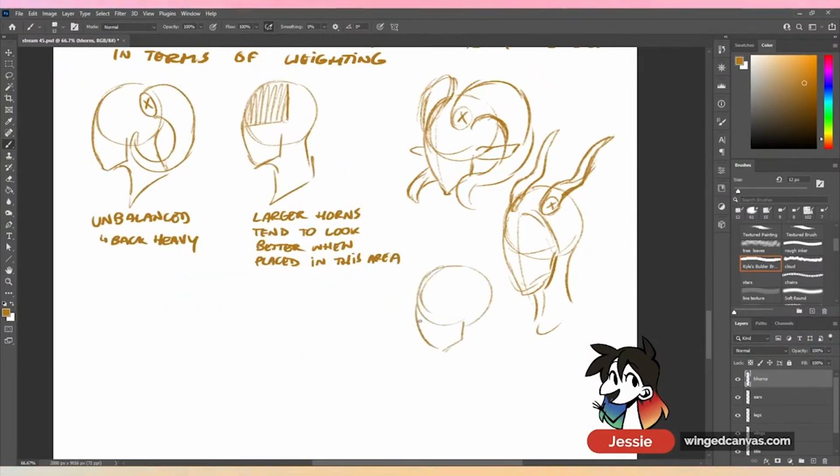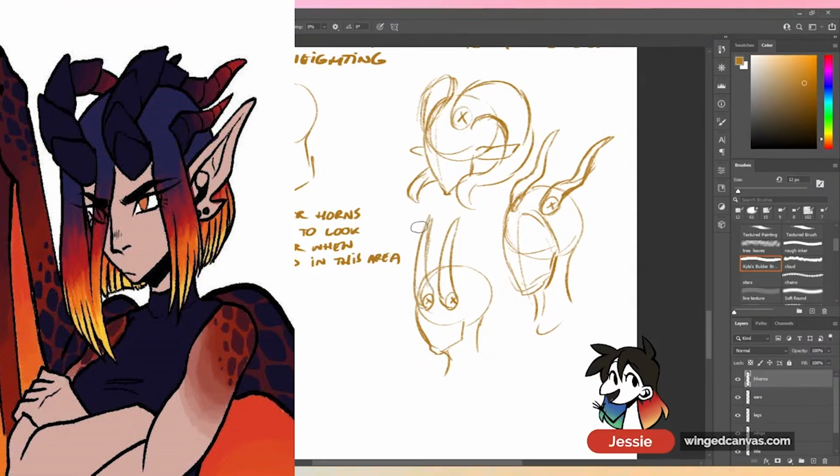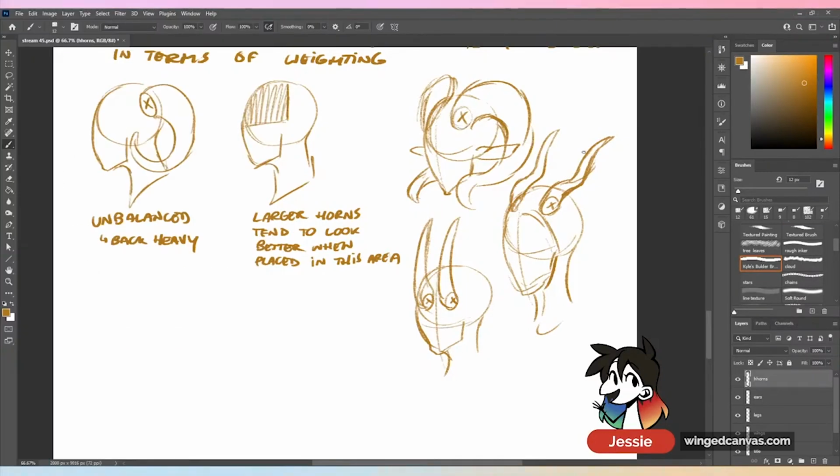One look that I really, really love for horns is when they come straight from the forehead. So you have your person, and the horns come straight from there, and they're the big, tall demon horns. I really like that look. But generally, if they go within that quadrant, it tends to look really nice.